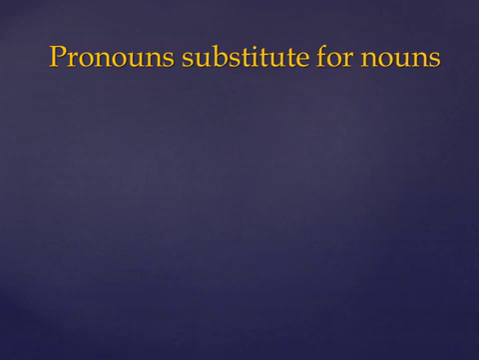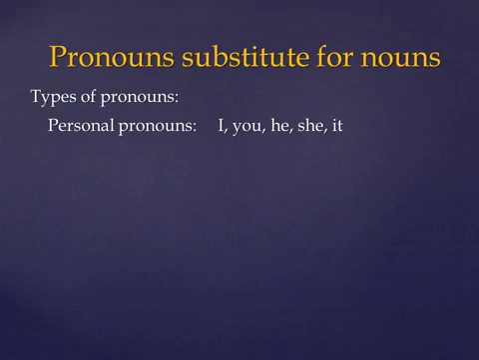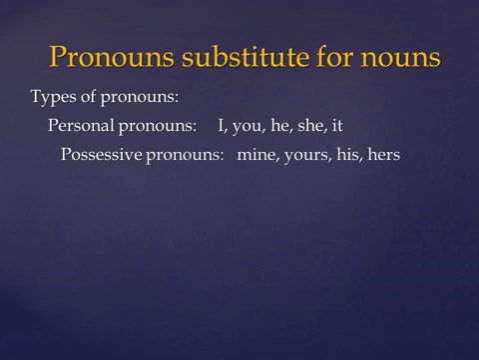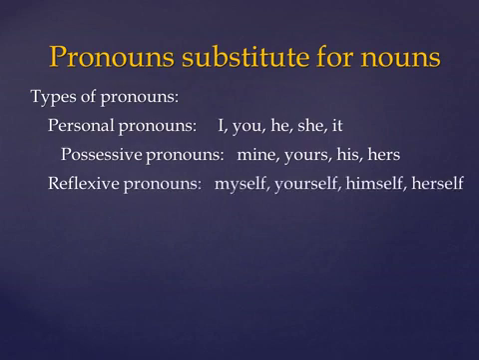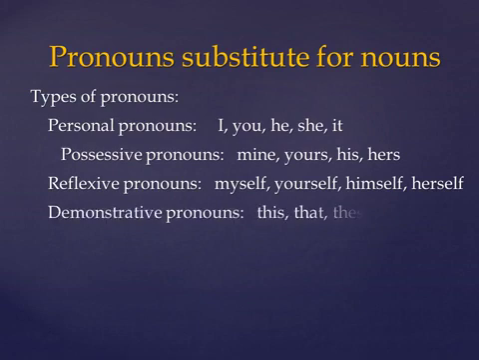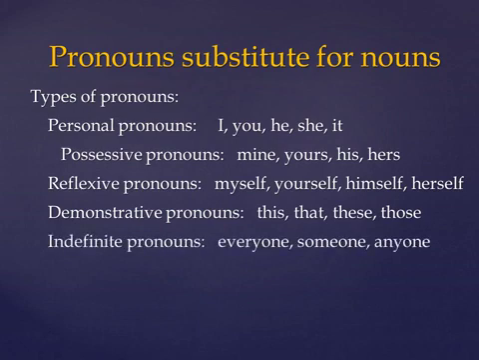Now in English, there are many different types of pronoun. There are personal pronouns like the ones we've just looked at, and words like I, you, he, she, it. And there are possessive pronouns, words like mine, yours, his and hers. There are reflexive pronouns, myself, yourself, himself, and these reflect back on the subject. There are demonstrative pronouns, words like this and that, these and those, and there are indefinite pronouns, which are words like everyone, someone or anyone.